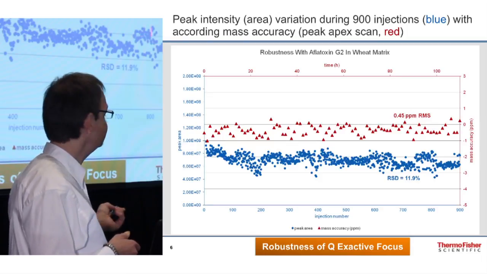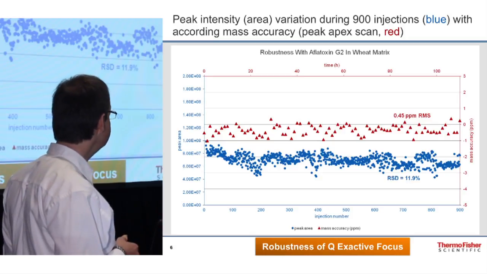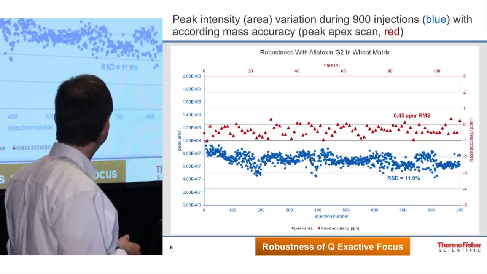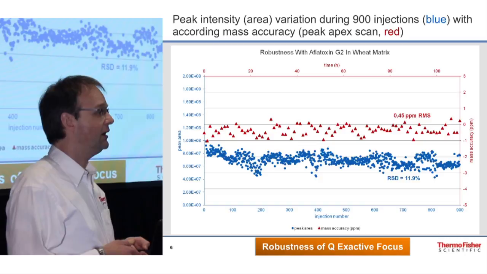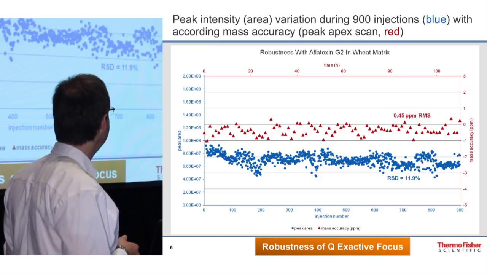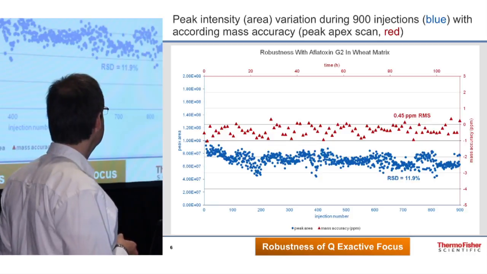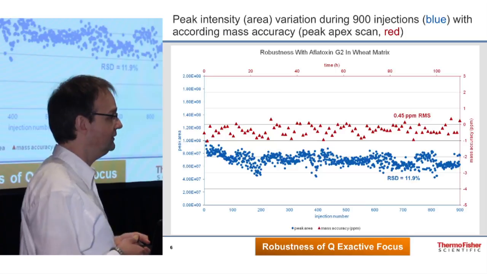We get a flat line here, so we don't get any decrease due to contamination. And on the other hand, for the mass accuracy, we still stay inside 1 ppm plus minus 1 ppm window with internal calibration. So the RMS value is 0.45 ppm of the whole time. And we have on the intensity an RSD of nearly 12%.